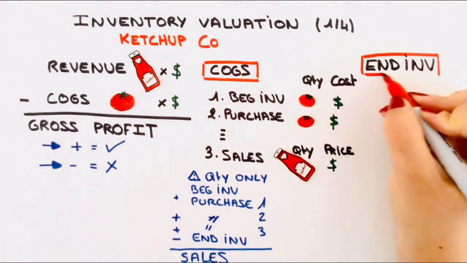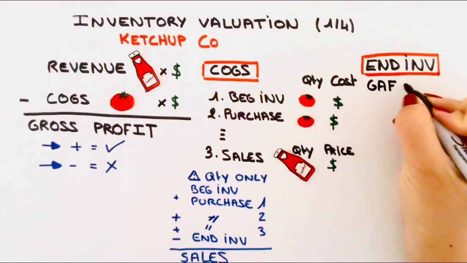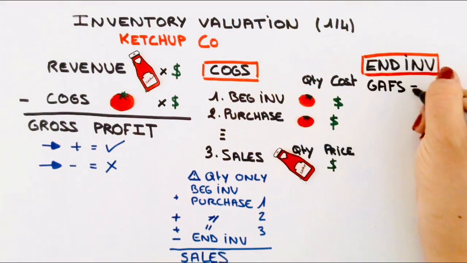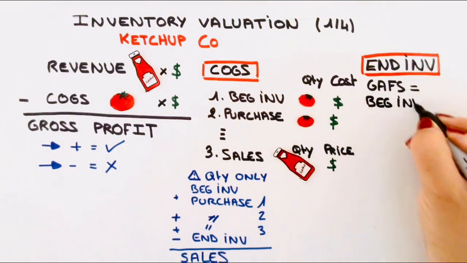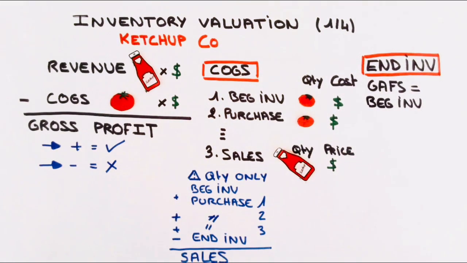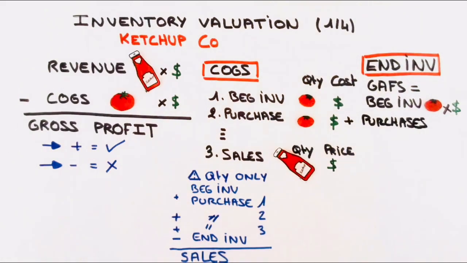Before we move on to the actual method, you need to calculate your goods available for sale. It will help you calculate your ending inventory. The goods available for sale means the amount of inventory you had during the year. It is your beginning inventory, quantity times cost, plus all your different purchases. The good thing with your goods available for sale is that if you calculate it for one method, it will be good for all the others.